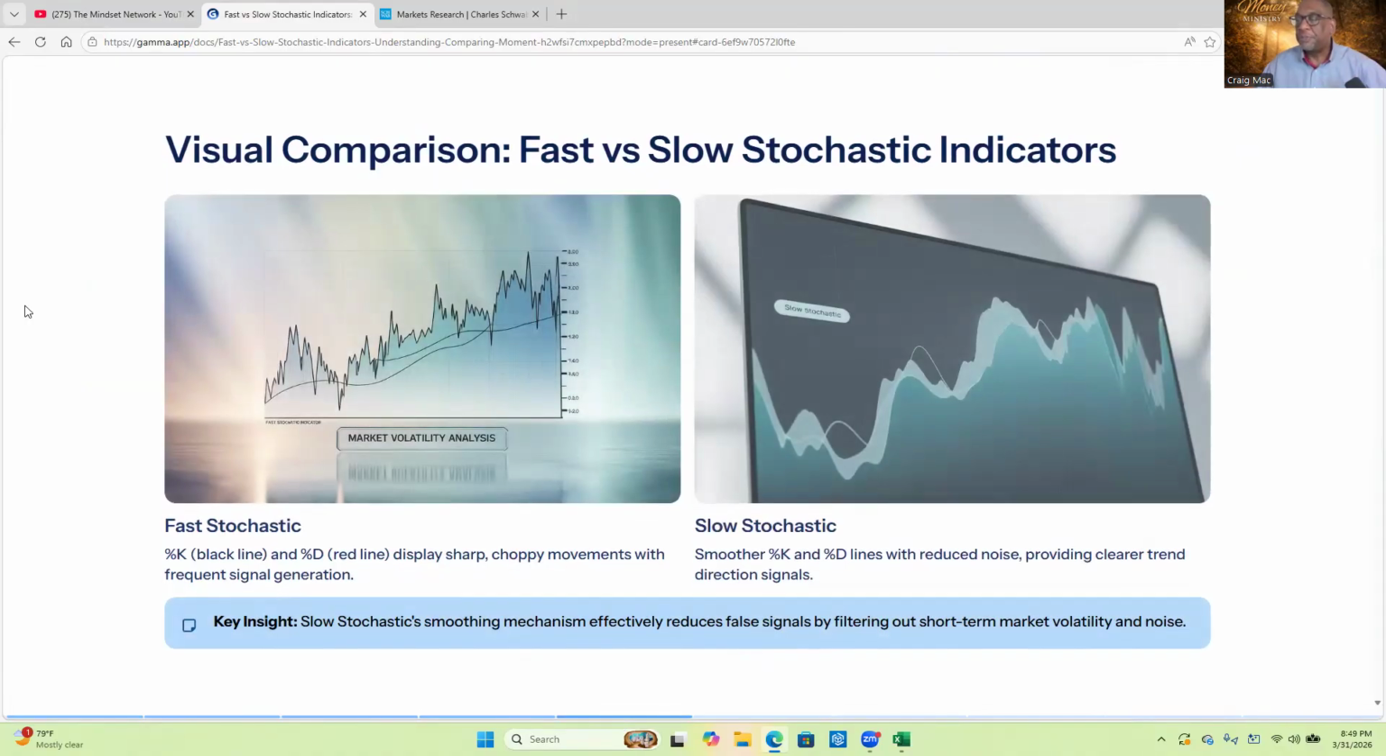Visual comparison. This is what your fast stochastic would typically look like. You can see a lot of peaks and valleys, very choppy. And then your slow stochastic is smoothed out. It's much smoother lines, okay?